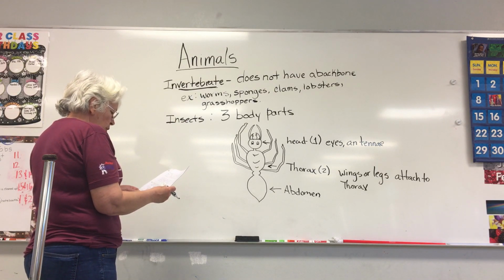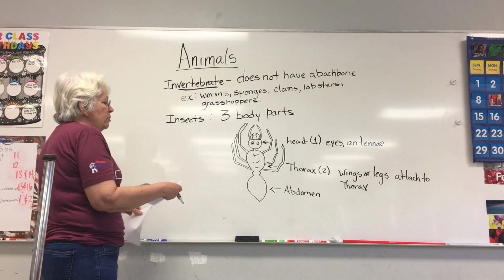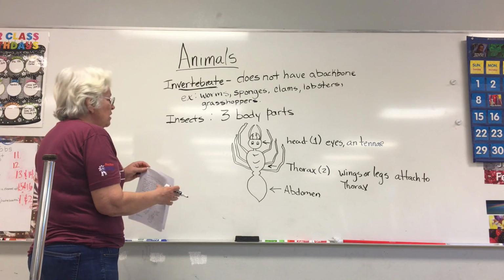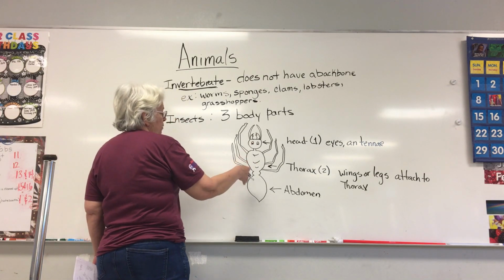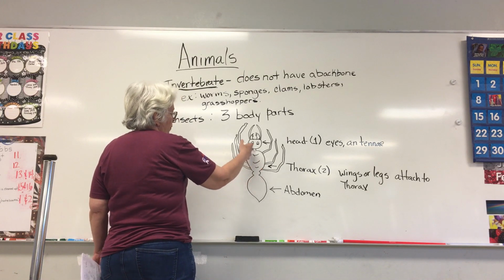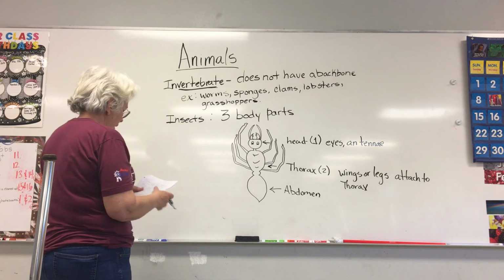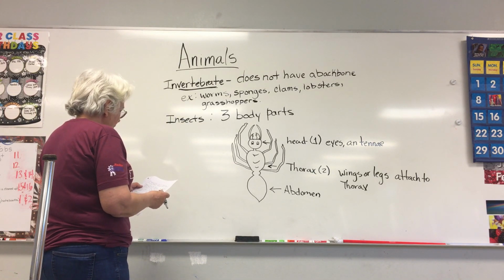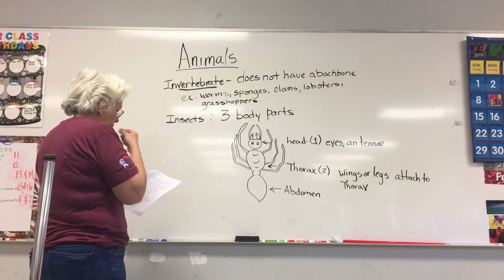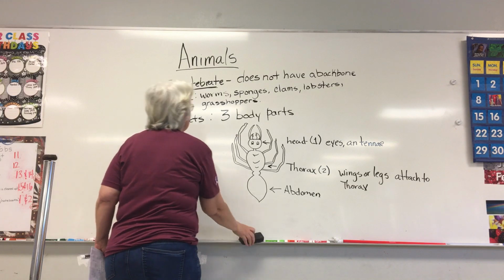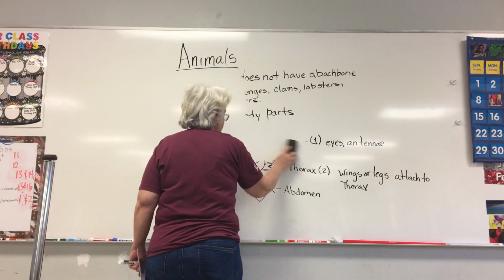Insects have an open circulatory system, which means that their blood isn't contained in veins like it is in humans. It just flows throughout their body. If you were to open one up, it would just be a bunch of goo inside because they don't have any veins. So those are the insect body parts. Let me erase this and we'll talk about our next part.